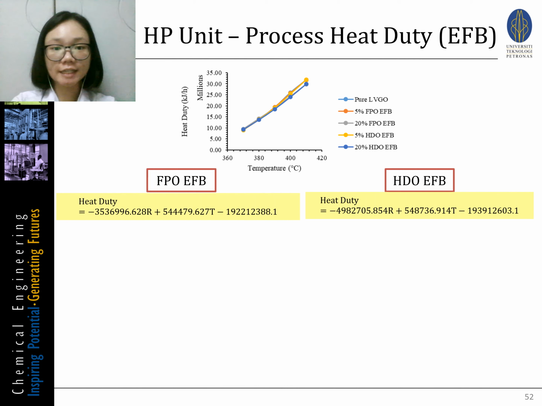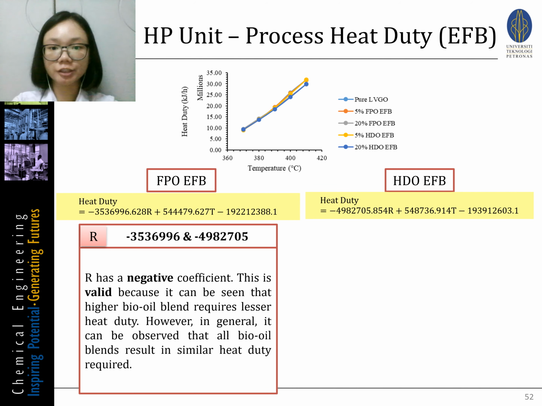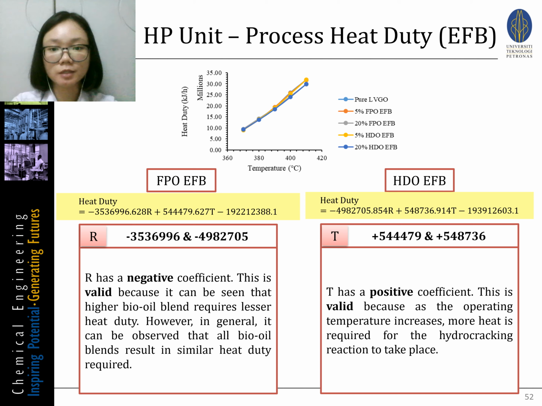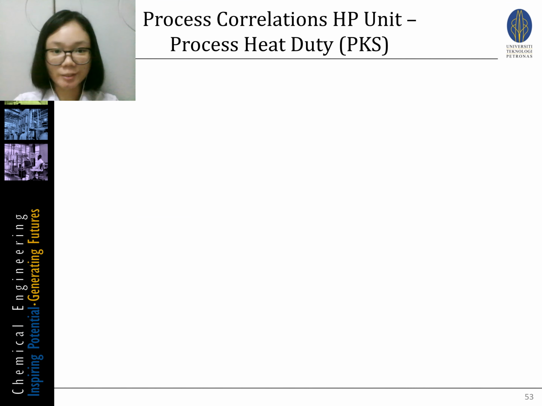For the process analysis, R has a negative coefficient, meaning that a higher bulk oil blend requires less heat duty. However, in general, all the bulk oil blends result in similar heat duty. For the T variable, it has a positive coefficient, and it is valid since more heat is required at higher operating temperature. Next is the process correlation of process heat duty from the PKS bulk oil.